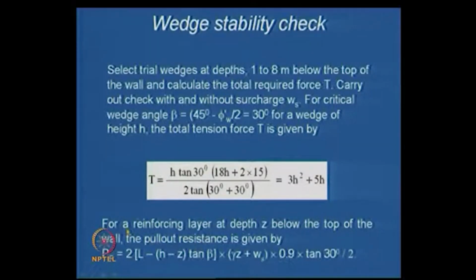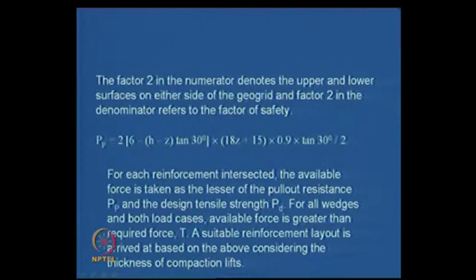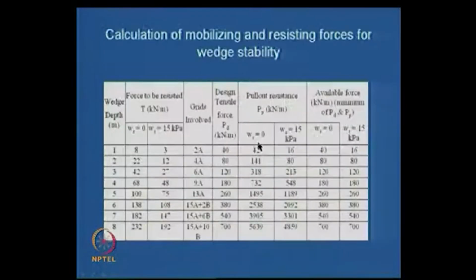And for any reinforcing layer at depth z below the top of the wall, the pull out resistance is given by this number. So this is behind the retaining wall, behind the failure zone, or in the anchorage length we call it. You calculate the passive resistance. So you get all this information, and what we do is that we try to make all these calculations, and say for example, this is a diagram that I would like to show here.